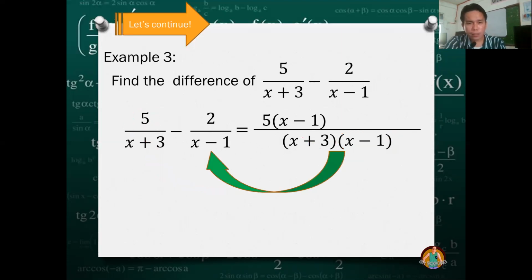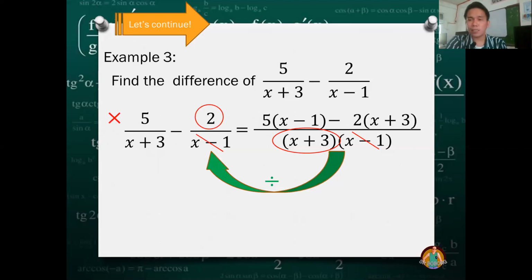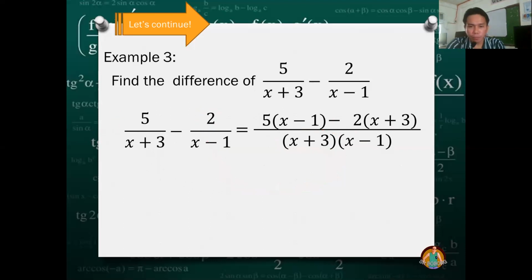Of course, next is focus tayo sa 2 over x minus 1. Okay? Divide. So we will cancel x minus 1 and x minus 1. So yung matitira na lang is x plus 3 and we will multiply it to 2. That will give us 2 times x plus 3. Klaro? Okay, so our expression na nasa taas is 5 times x minus 1 minus 2 times x plus 3. Medyo nalilito na rin ako. Okay, so klaro? See. Next, let's go.